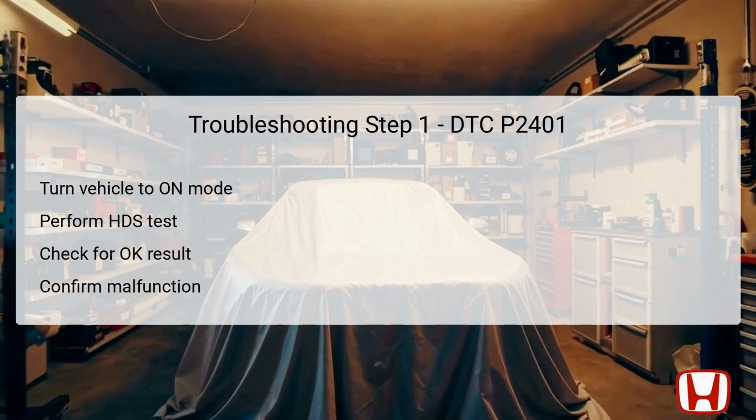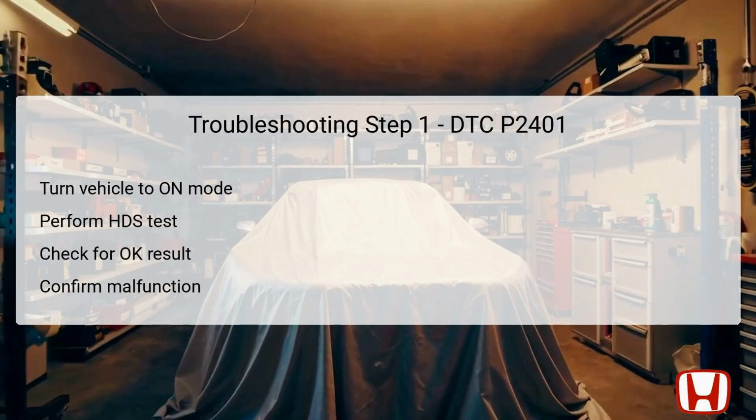The first step in troubleshooting DTC P2401 involves turning the vehicle ignition to the on position without starting the engine. Once in on mode, you'll perform a diagnostic test using the Honda Diagnostic System, HDS. This system allows technicians to monitor various functions and tests related to the powertrain, including the EVAP leak check module.